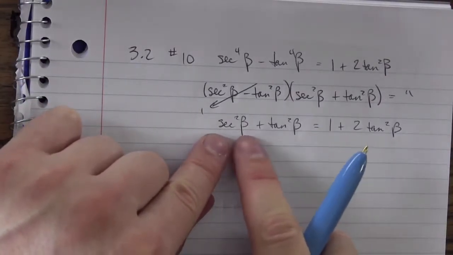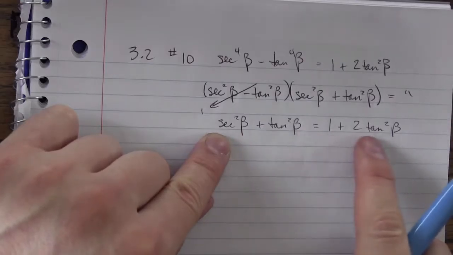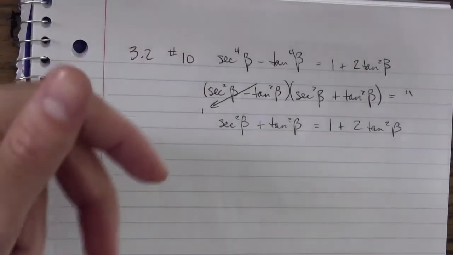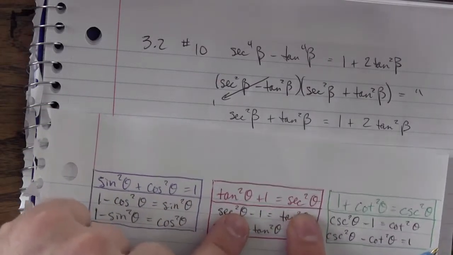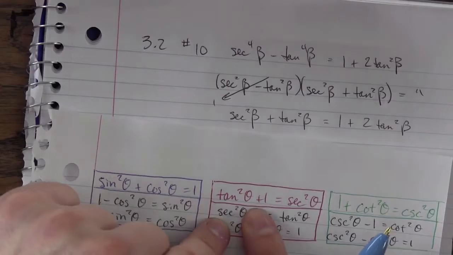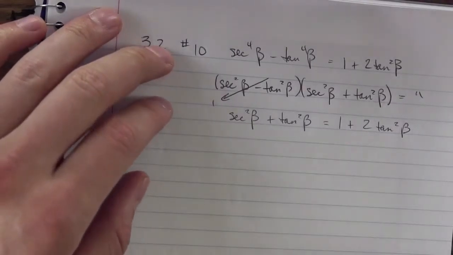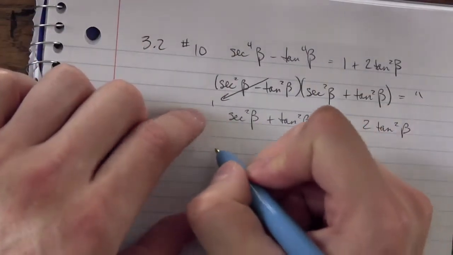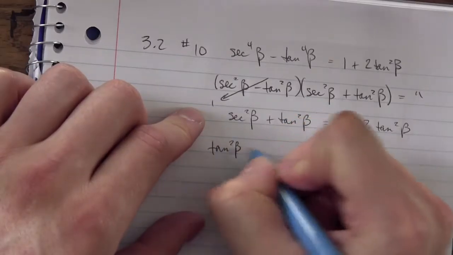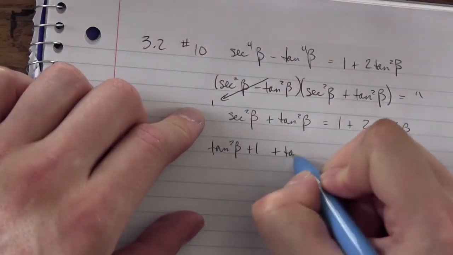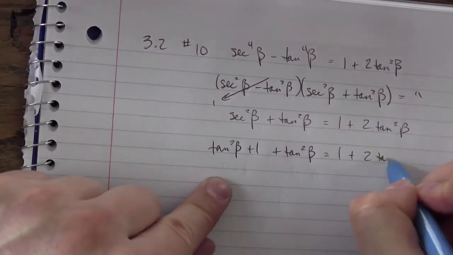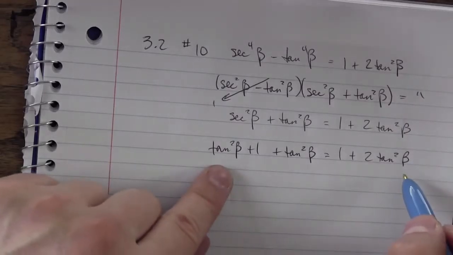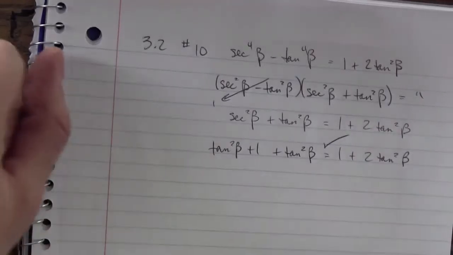What we need is a way to convert this secant into 1 plus another tangent. Fortunately, we have a way of doing that. If we look back at our trig identities, one of the major ones is that secant squared is the same as tangent squared plus 1. So we're going to replace this secant squared with tangent squared beta plus 1, and then we have that leftover tangent squared beta. And you can see that we're obviously there. That's it. All right, so that's one type of problem.